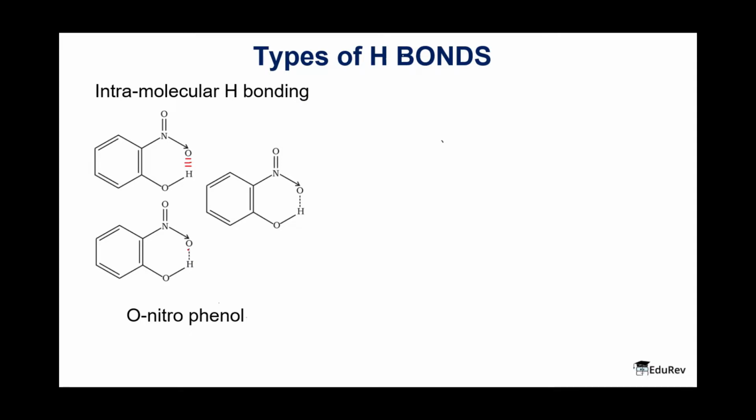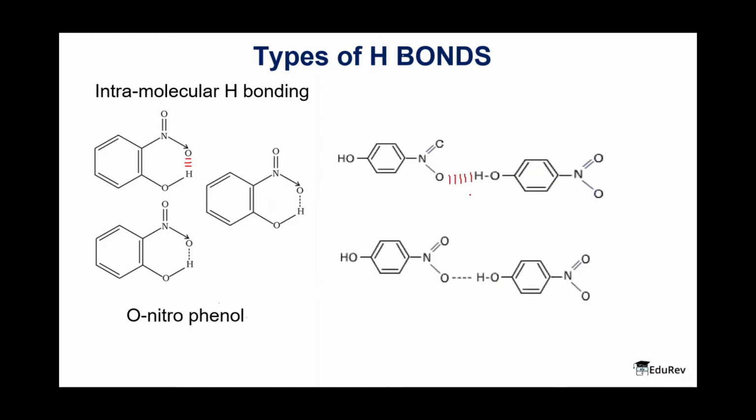But in the case of paranitrophenol, there is no scope of hydrogen bonding within the molecule. But if I keep two different molecules together, now I see a scope. Now I see hydrogen bonding which can exist here, right? In cases like this, where I have hydrogen bonding between two different molecules, that kind of hydrogen bonding is called intermolecular hydrogen bonding.